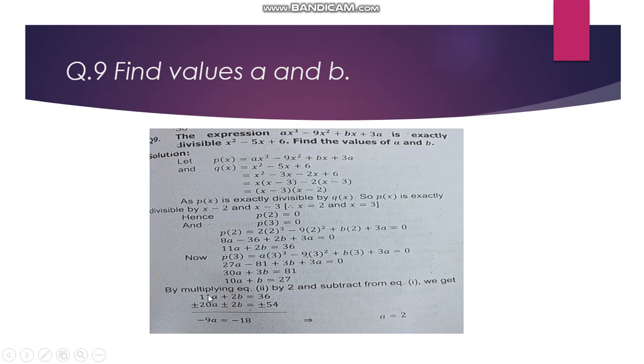By multiplying equation 2, 10a plus b, by 2, and subtracting from equation 1, we get equation 1 is 11a plus 2b is equal to 36, and equation 2 is 12a plus 2b is equal to 54. After solving this, I will get minus a is equal to minus 18, and a's value will be 2. And after putting this a's value in any other equation, you can get the value of b.